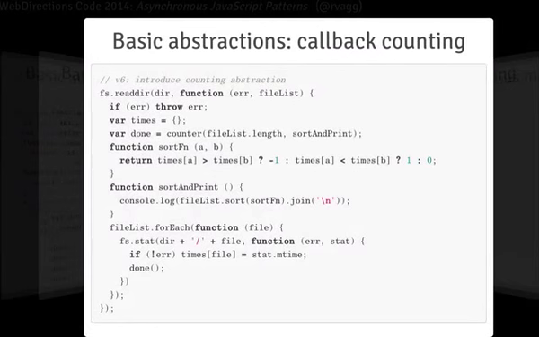We can replace the code in our little function with the counter function. So up the top there, we create a new function called done, and we call done every time we get a stat. And once it's done that many times, it will call sort and print, which will do the work for us of sorting and printing. So there's a handy little utility.